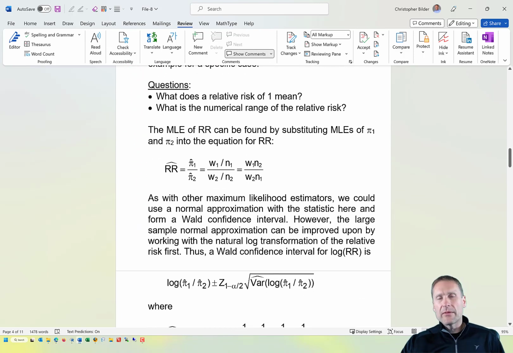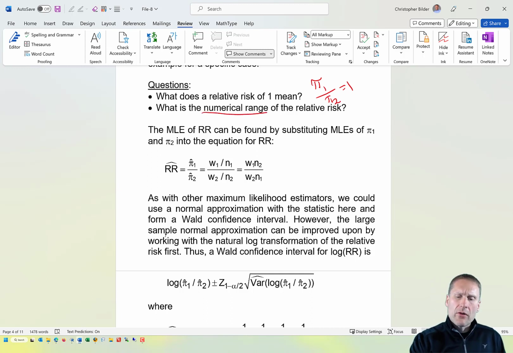Okay, so then we come down to some questions here. What does a relative risk of 1 mean? Well, again, pi 1 over pi 2, when that's equal to 1, that can only occur if the two probabilities are equal to one another. This is a very important thing for us to investigate. Are the two probabilities of success equal or not? You'll see examples coming up.